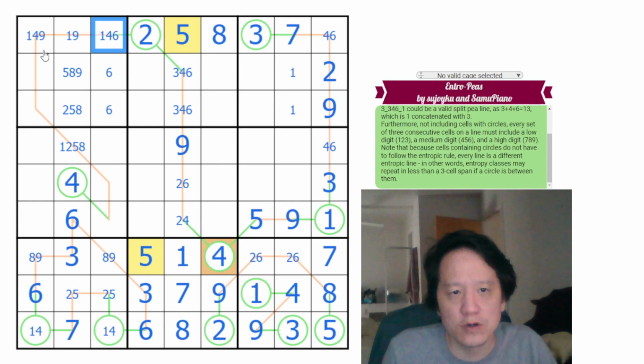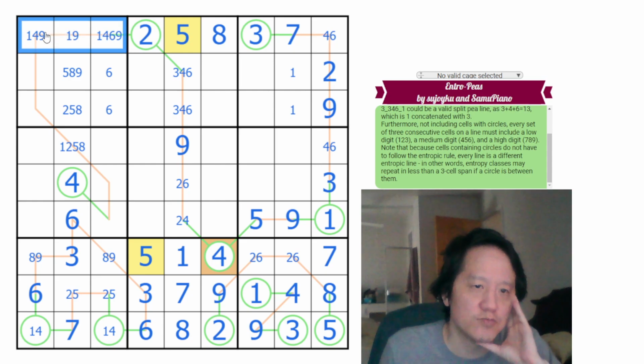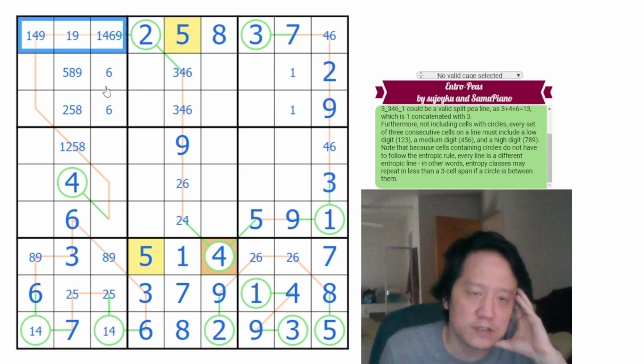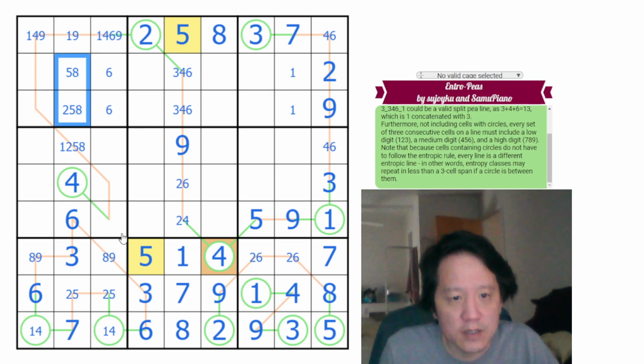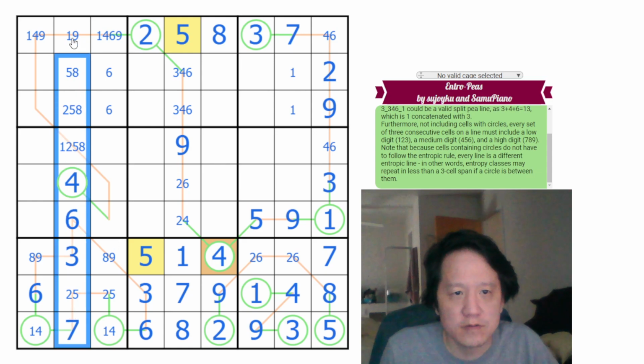1, 4, 6, 9. We don't know what the order of this is. 3. This is 4 or 6. So this is 1, 9 with 4 or 6. So this cannot be 9. And none of these can be 9. So this has to be 9.